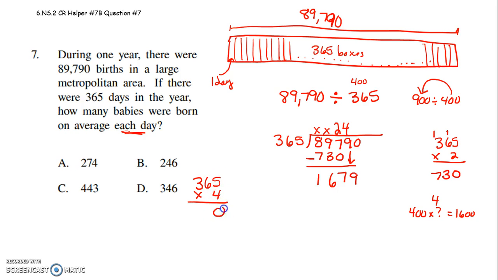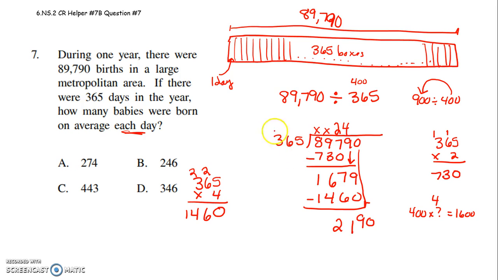5 times 4 is 20, put down a 0, carry a 2. 4 times 6 is 24, and 2 more is 26. Put down a 6, carry a 2. 3 times 4 is 12, and 2 more is 14. All right, so that's good. So yeah, that was a reasonable answer. I'm going to subtract that off. 9 minus 0 is 9. 7 minus 6 is 1. 6 minus 4 is 2.